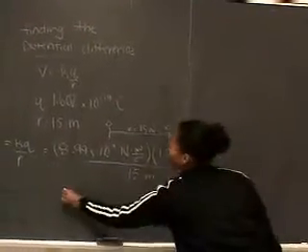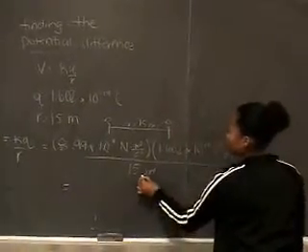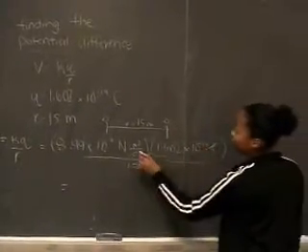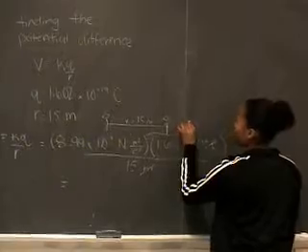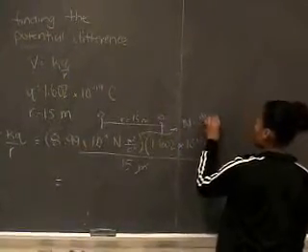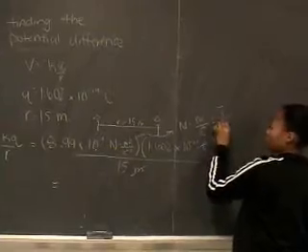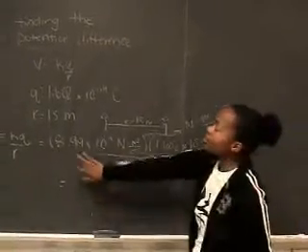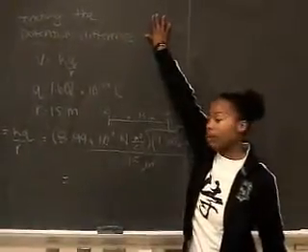Then when you solve for it, this should cancel out and this should cancel out, leaving only newtons times meters over coulombs, which is also equal to joules over coulombs. And when you get that answer, that would be your potential difference here.